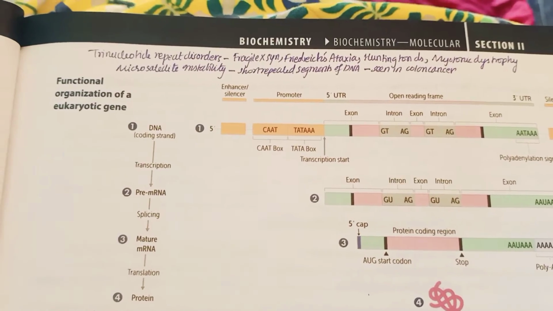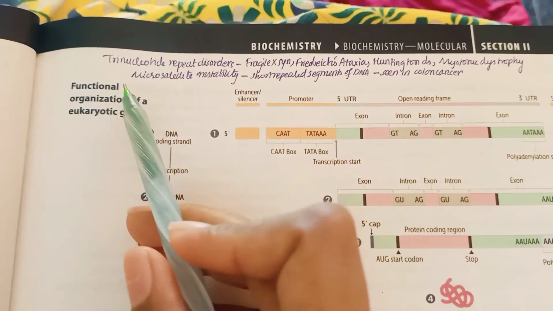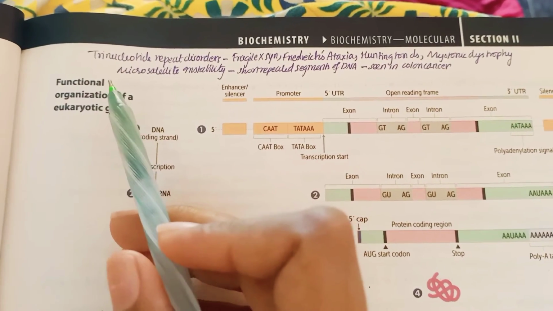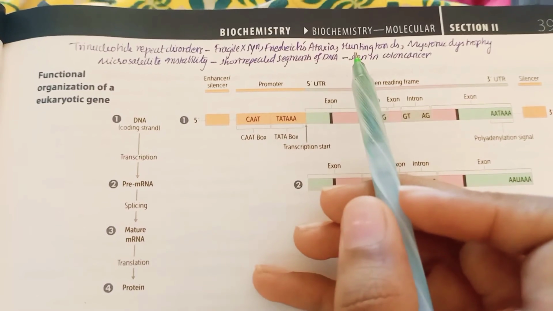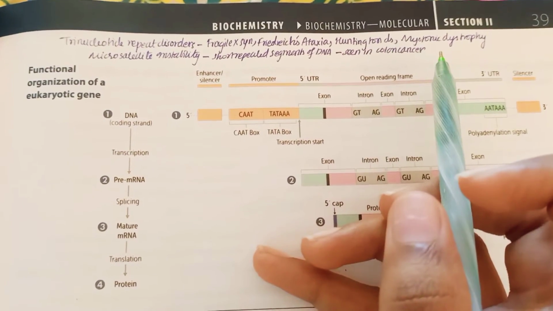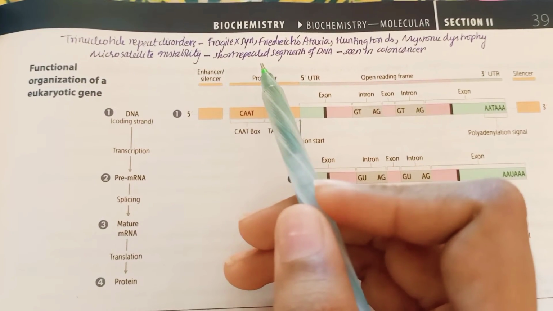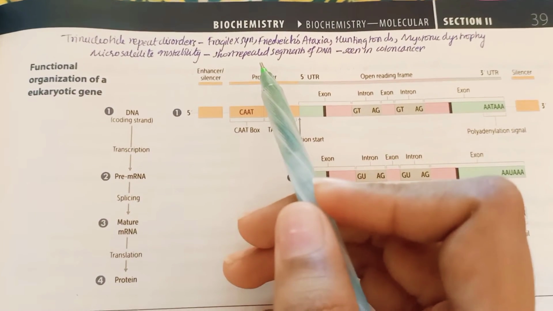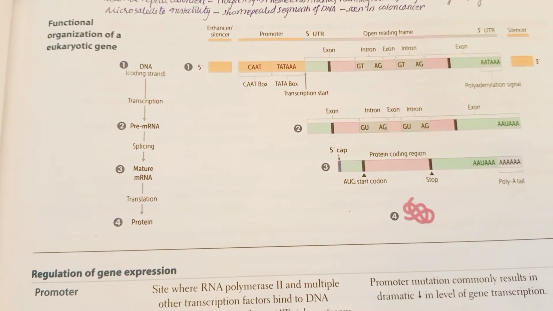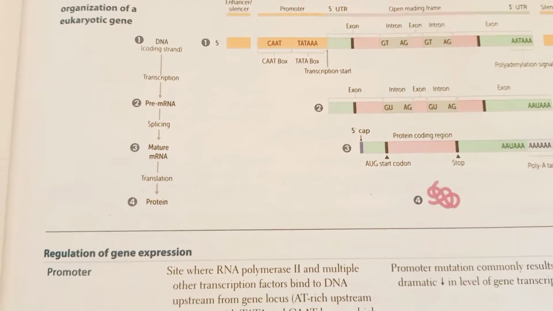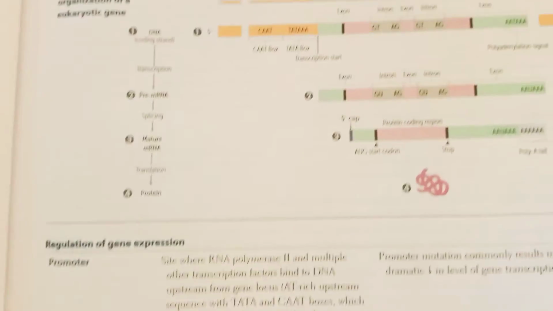Next thing we need to know is about trinucleotide repeat disorders. In the name itself you can see three nucleotides are repeating, as in Fragile X syndrome, Friedreich ataxia, Huntington disease, and myotonic dystrophy. Microsatellite instability is seen in short repeated segments of DNA, which is seen in colon cancer. We already discussed this. Now let's come to the main part, that is how the mRNA is formed. First we need to know some regulation of gene expression. So let us see one by one.